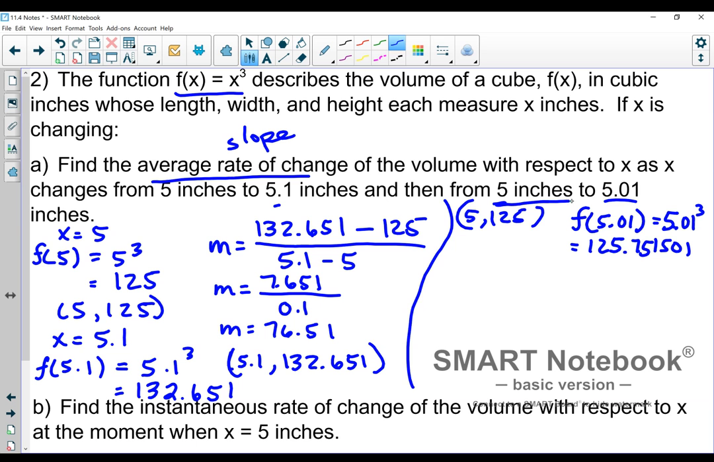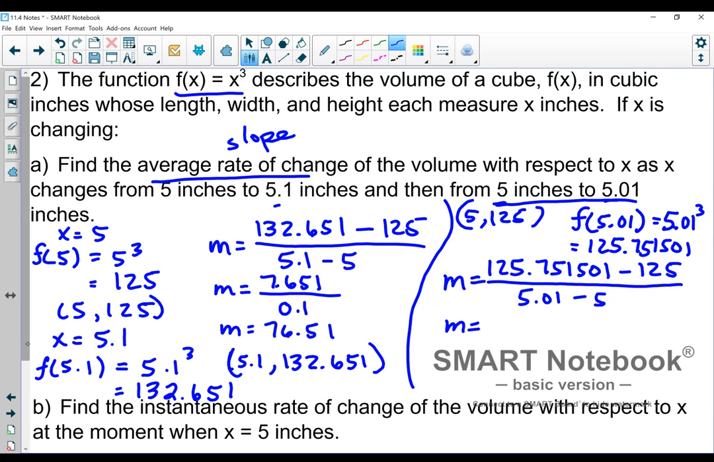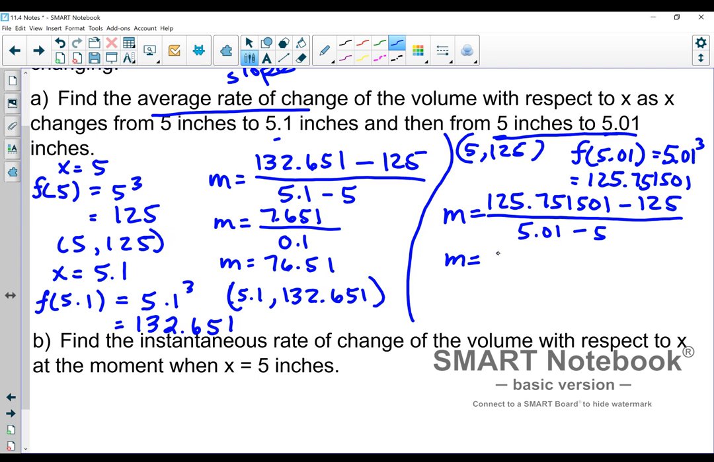So now I need to go ahead and figure out my slope. I'm not going to write this one as an ordered pair because I don't have much space. So 125.751501 minus 125 over 5.01 minus 5. Let's see. So my slope for this one is 75.1501.